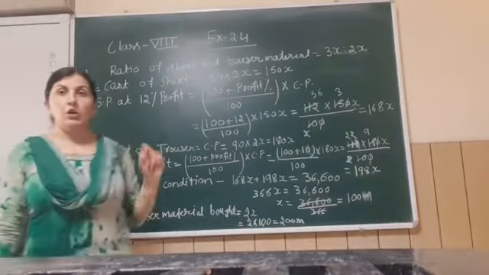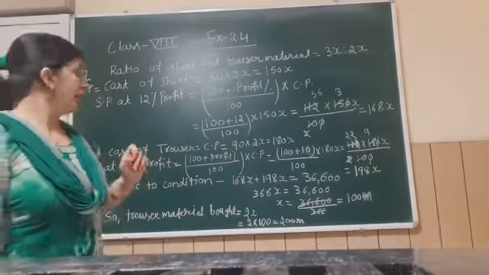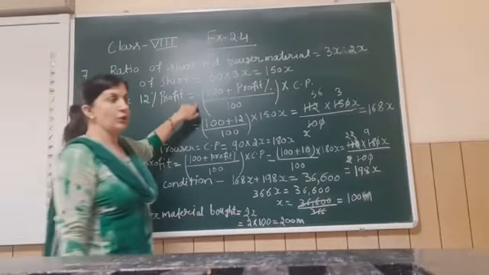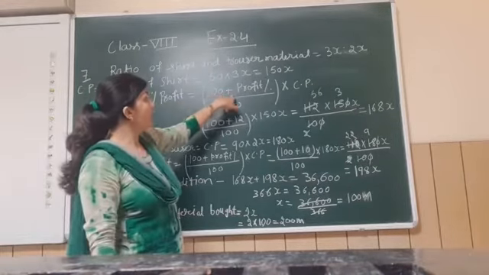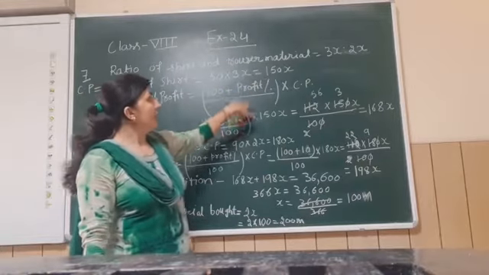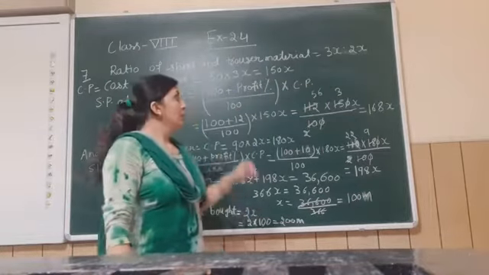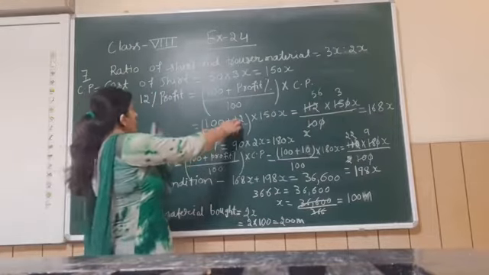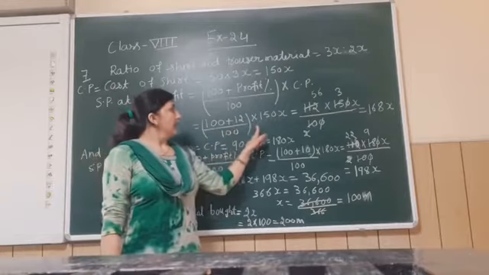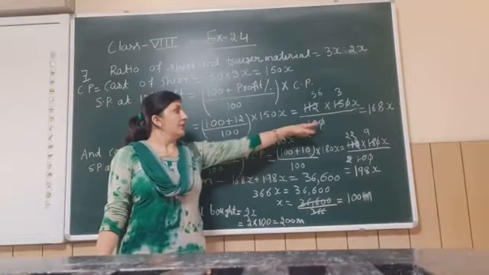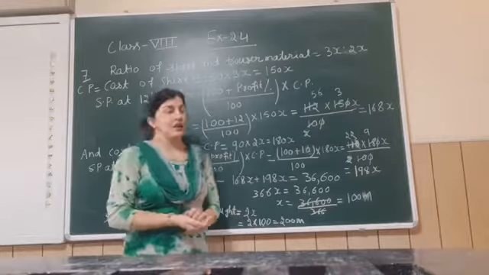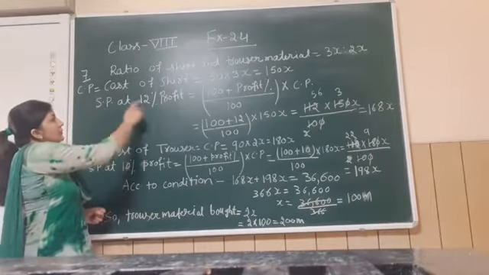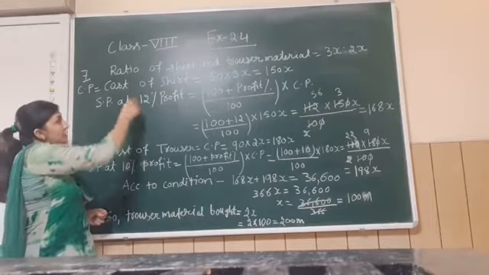They ask about the total sale, so we have to find the SP. SP at 12% profit, we have the formula of SP: 100 plus profit percent divided by 100 multiply CP. We are given CP and profit, so we can find it. 100 plus profit is 112 divided by 100, into our CP, which is 150x. After solving, we get 168x. This is the SP of the shirt.